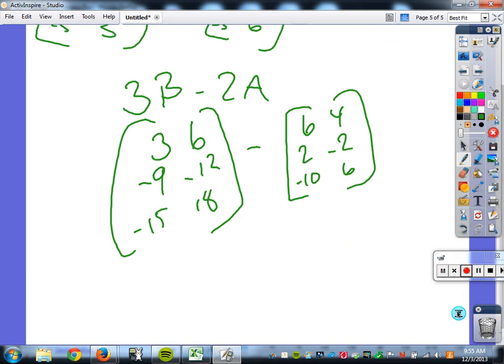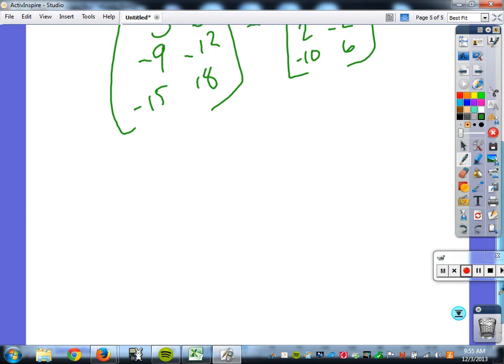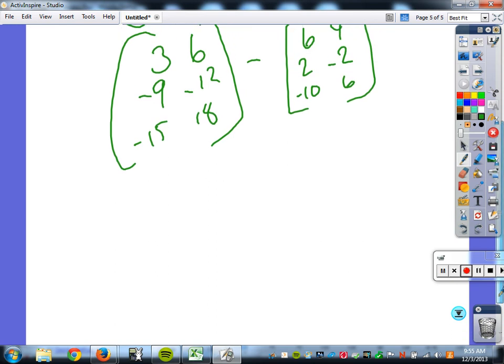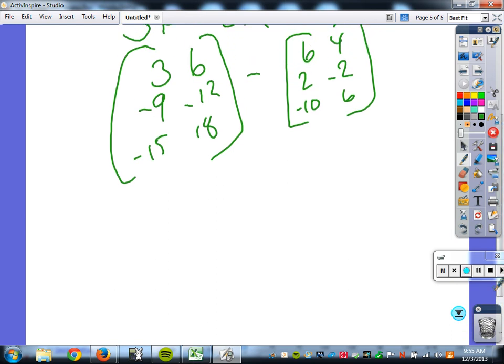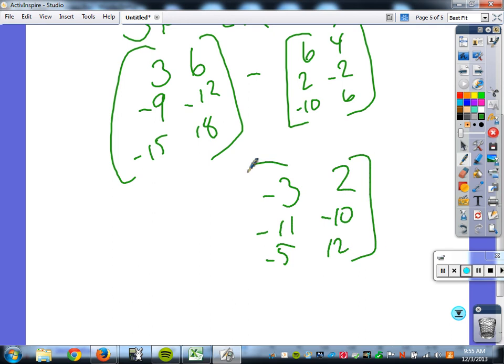We continue on. So 3 minus 6 is negative 3. 6 minus 4 is 2. Negative 9 minus 2 is negative 11. Negative 12 minus a negative 2 is negative 10. Negative 15 minus a negative 10 makes it a negative 5. 18 minus 6 is 12. That should have been your answer if you did it by yourself.